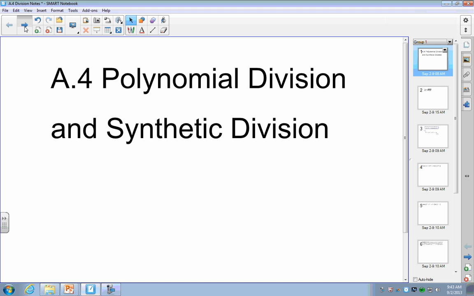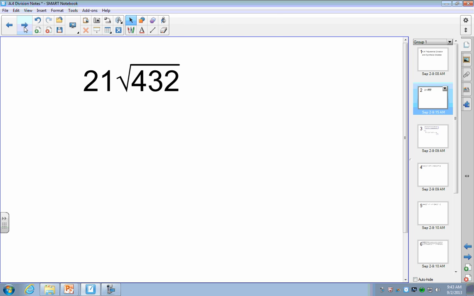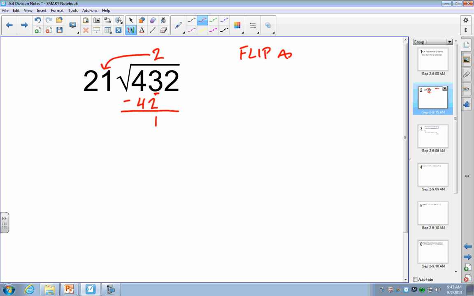So this whole idea goes back to what you did in grade school. If you had a problem like this, you'd say, oh, well, 21 doesn't go into 4, so I'm not going to put anything there. 21 goes into 43, though, twice, and then you multiplied this down. Now you flipped the signs, and you said there's 1 left over. Keep that in mind when we do this polynomial stuff, because that's going to be super helpful.